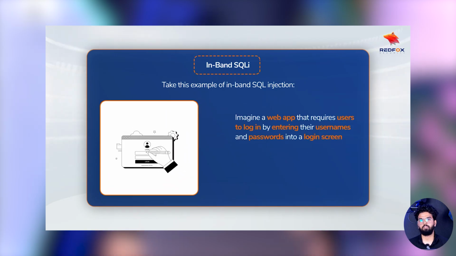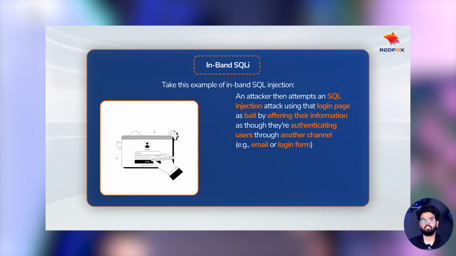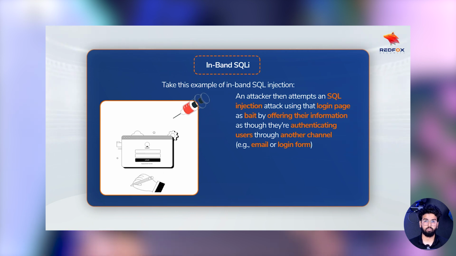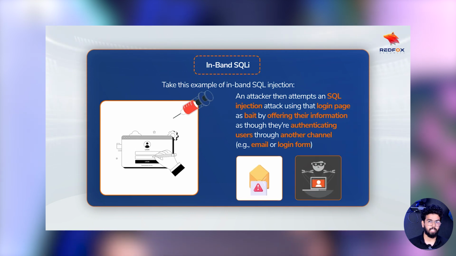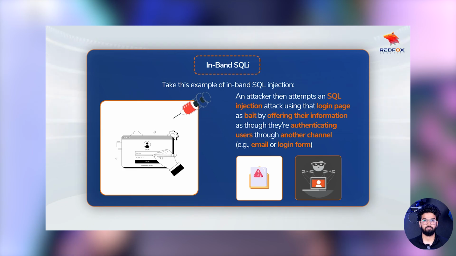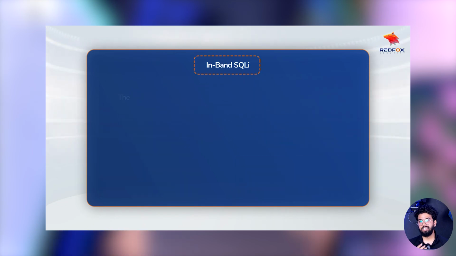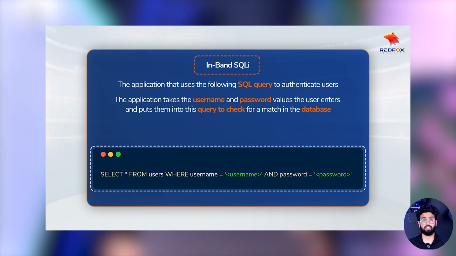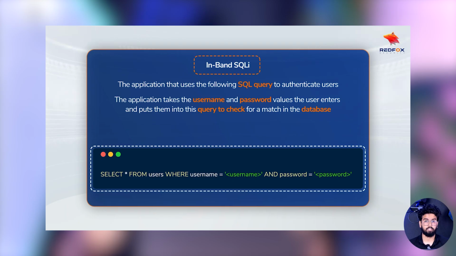Imagine a web app that requires users to log in by entering their usernames and passwords into a login screen. An attacker then attempts an SQL injection attack using that login page as bait, by offering their information as though they are authenticating users through another channel, for example an email address or a login form. The application uses the following SQL query to authenticate users. The application takes the username and password values the user enters and puts them into this query to check for a match in the database, as shown on the screen.